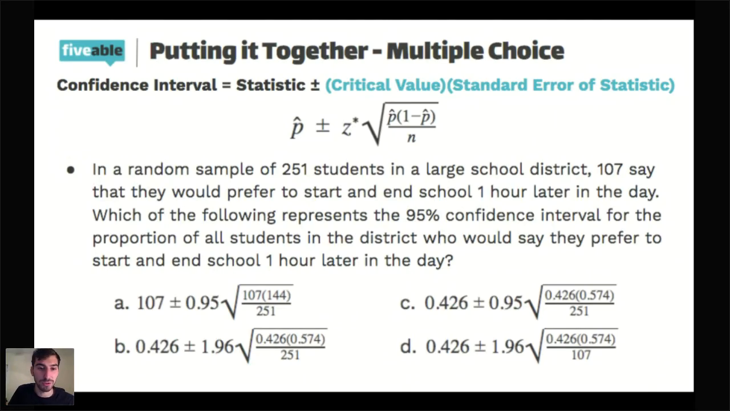But I've got a few choices listed here. A says 107 plus or minus 0.95. So A and C are knocked out because that 0.95 is not the right critical value. And it's 251, not the 107 who wanted to start school later. Yep, Jess, that's exactly it. It's the wrong sample size. n is the sample size, not the number of successes in the sample. So that 0.426 comes from 107 divided by 251.